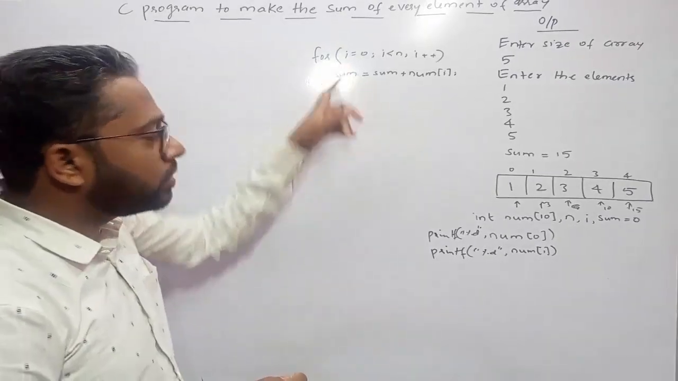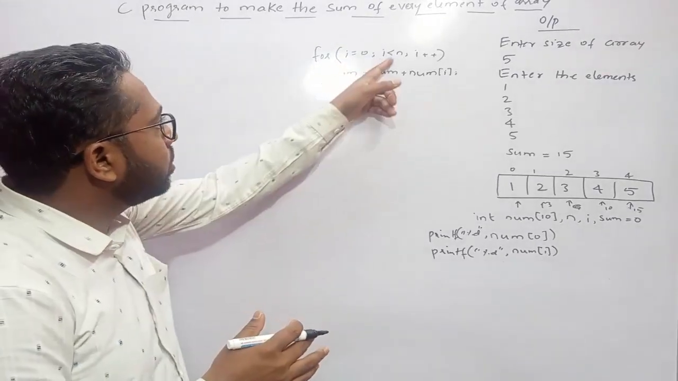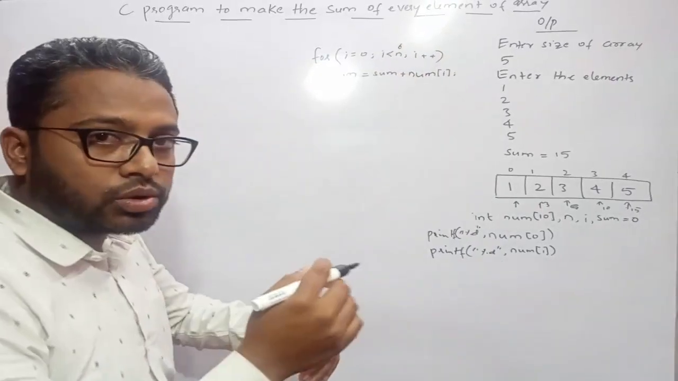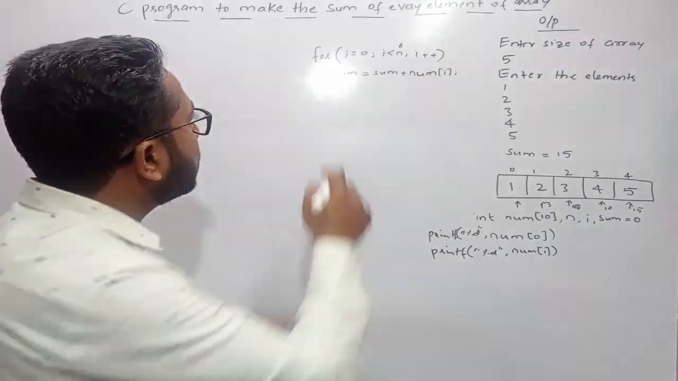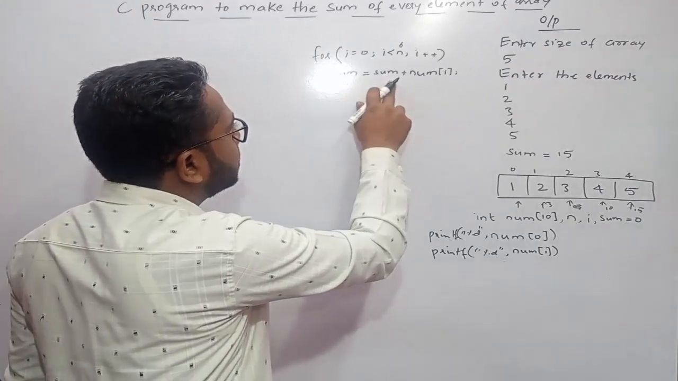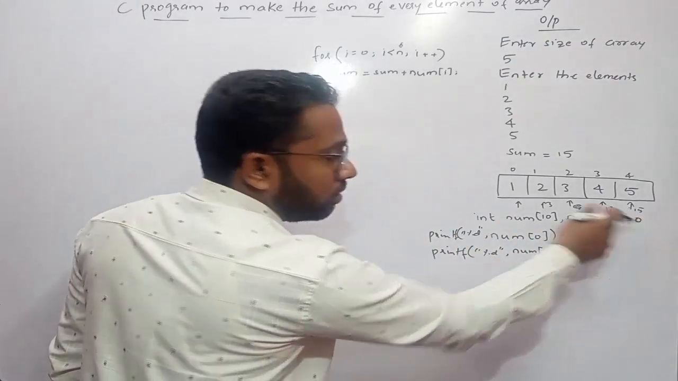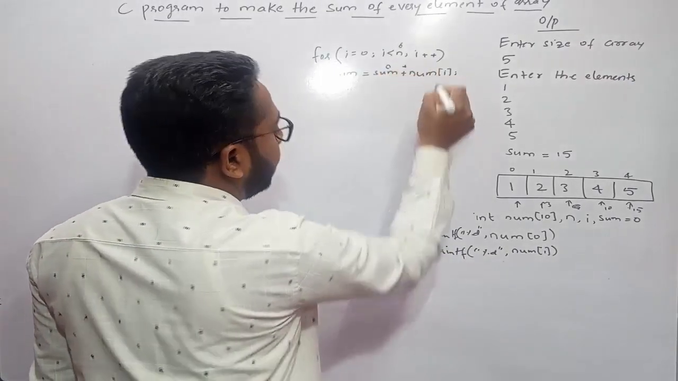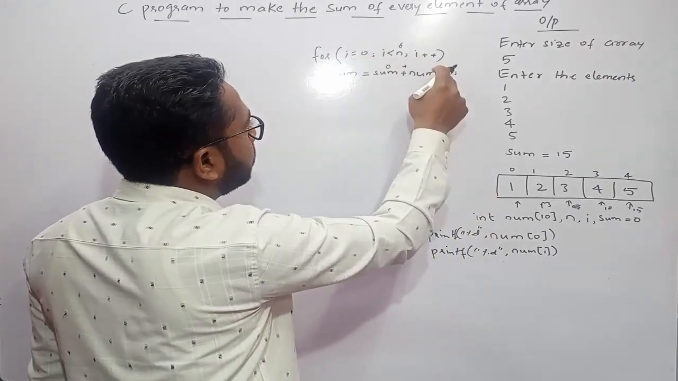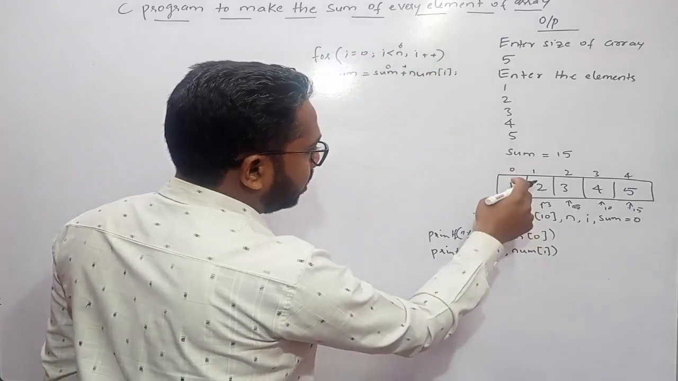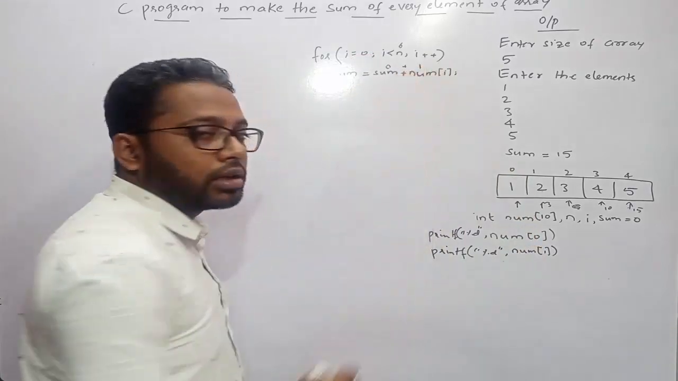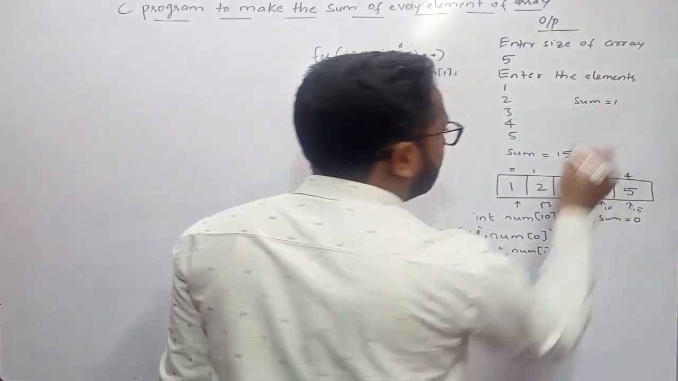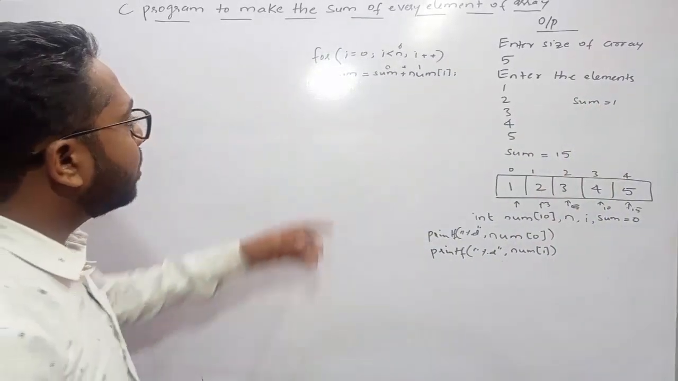That means for the first time when the I value is 0, 0 is less than 6, and the condition becomes true. That's why control will come inside the for loop to perform this expression. Sum equals sum, which is 0 at the very beginning, 0 plus num of I. Num of I is 0, so num of 0 is 1. 0 plus 1, we will get 1. Then the I value gets incremented by 1.